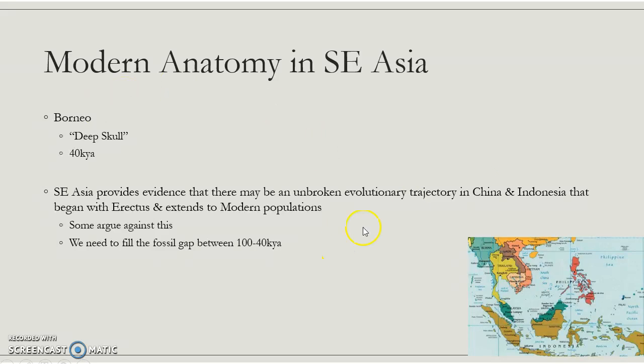Southeast Asia, this is a lot of Indonesia, Thailand, Vietnam are in here. Remember, this is an area that varies dramatically in terms of exposed land during glacial periods. And so we have a lot of movement then that we may not have now, or vice versa. But we do find some skeletal material here around 40,000 years ago.